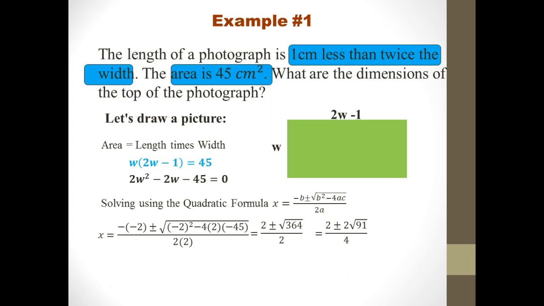And since we are talking lengths and widths, we are going to convert this to decimal and round to the nearest hundredth. So here we are. We have a width of 5.27 centimeters and a width of -4.27 centimeters. We can't have a negative width, so we don't want that. We're going to throw that answer out and use 5.27. That means then our length is 1 centimeter less than twice the width, which is 9.54 centimeters. Now let's look at our third and last example.